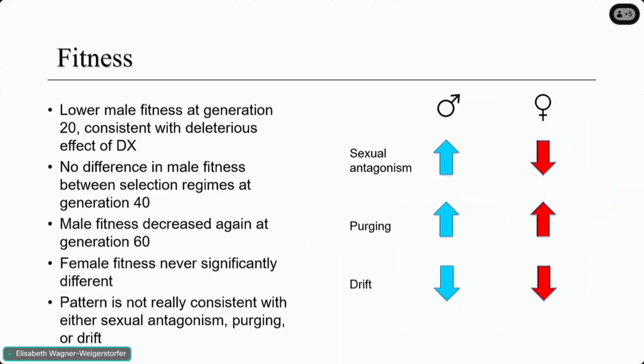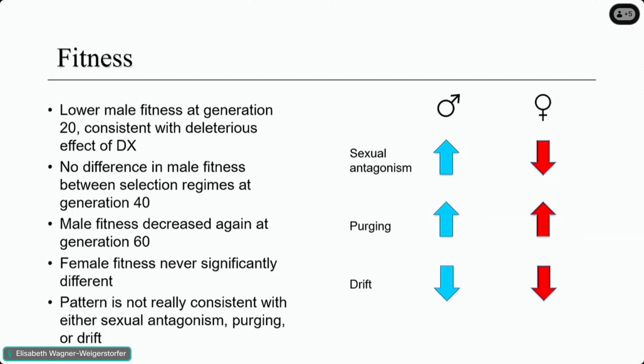So if we were thinking sexual antagonism, then we were thinking, okay, things that are good for males and bad for females are increasing in frequency. So if male fitness goes up, female fitness should go down. We didn't see that. But even if we accept the sexual antagonism explanation, but assume that the males are doing worse for whatever reason, then you would expect the females to do better.